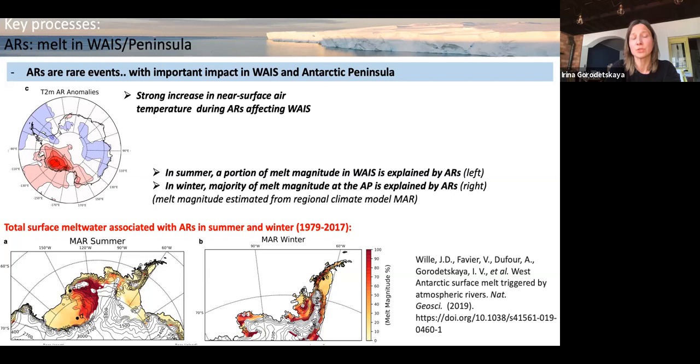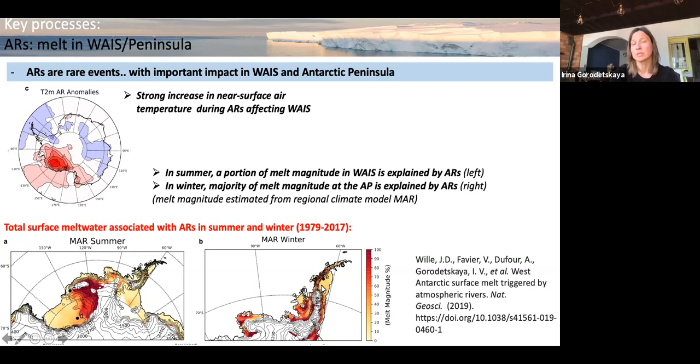The bottom is showing the MAR regional climate model simulated surface melt over West Antarctica and the Antarctic Peninsula in summer and in winter. This is the percentage of the AR contribution to the melt in West Antarctica and the Antarctic Peninsula, and we see that in summer they contribute importantly, up to 80-100% even, in parts of Marie Byrd Land and parts of the Ross ice shelf. But not in the other areas, where melt is common in summer. In winter we see that there is an important contribution to the melt.